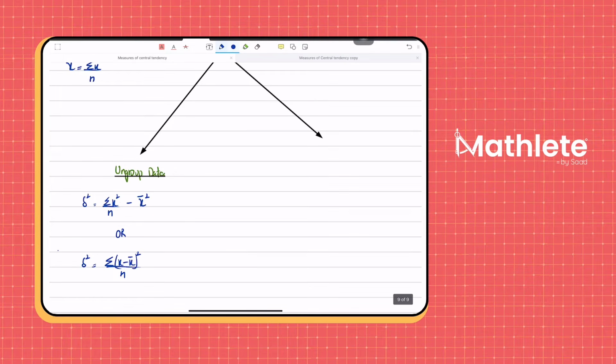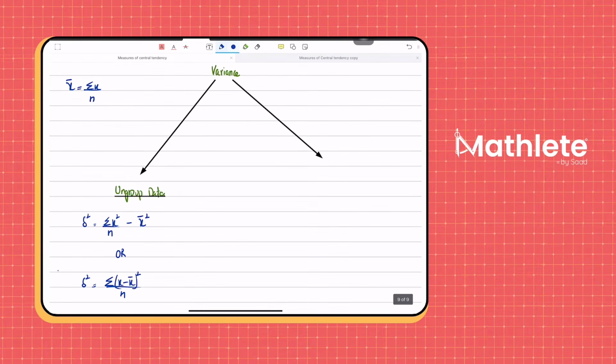Now I know at this point those of you who are doing it for the first time are probably freaking out about what these symbols are. Don't worry about it, you'll get comfortable with these. But at the moment, let's just write it down and then we'll see what's what. Now what do we do when we have grouped data? Let's see.